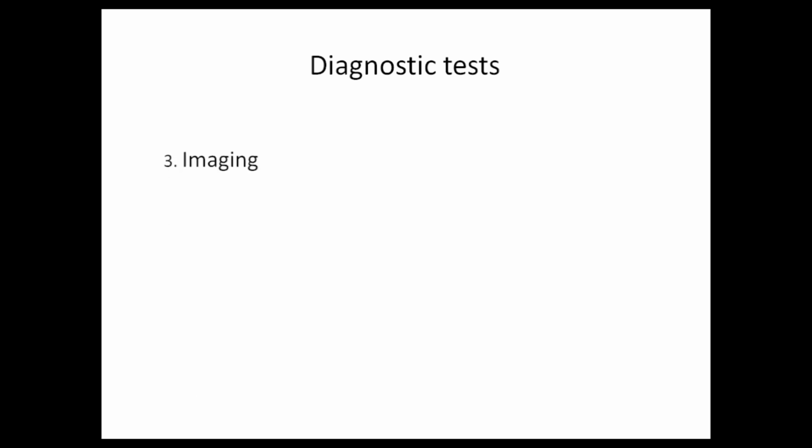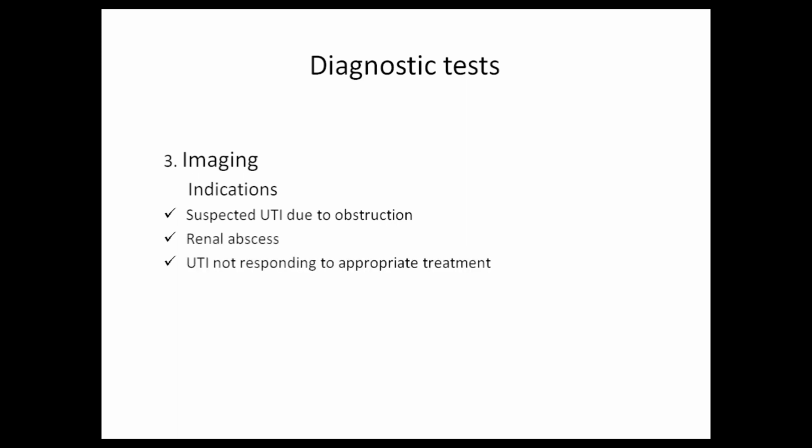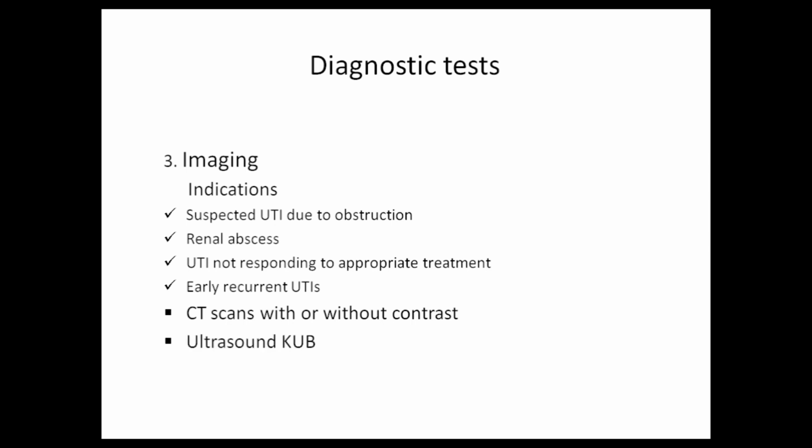Thirdly, we can also perform imaging tests for UTI. Indications for imaging are suspected UTI due to obstruction, renal abscess, UTI not responding to appropriate treatment, and early recurrent UTIs. What sort of imaging will be performed? We'll perform CT scan as well as ultrasound. CT scan with or without contrast, ultrasound KUB.